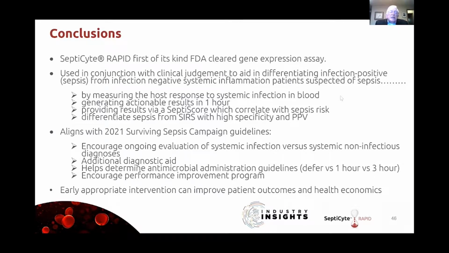We have gone through this discussion aligning the Surviving Sepsis Campaign guidelines with the use of Septicyte Rapid in encouraging ongoing evaluation of systemic infection versus non-infectious diagnoses. It's an additional aid in diagnosing sepsis. It helps in determining antimicrobial administration guidelines, deferring antimicrobials, or meeting the 1 hour versus 3 hour guideline recommendations, and encourages the performance improvement plan by adding Septicyte Rapid to this plan and monitoring results. Septicyte Rapid can improve early appropriate intervention, impacting patient outcomes and health economics. Thank you for your attention.